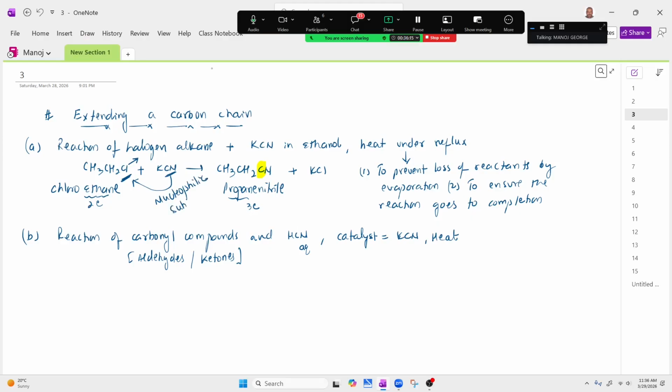Nucleophilic substitution, if they ask you the reaction name. And this reaction is called nucleophilic addition. Nucleophilic addition. Good to know the name of every reaction which I'm discussing.